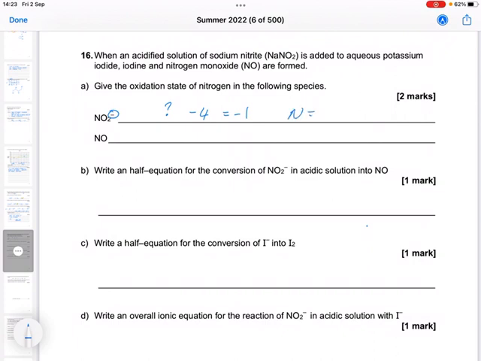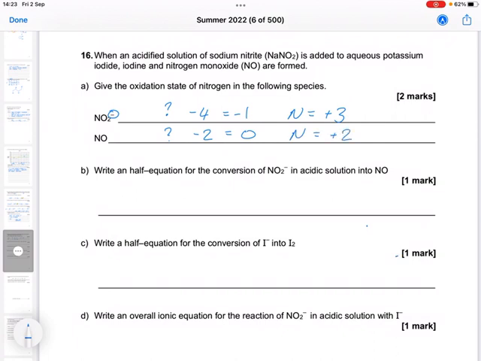So N is +3. So with this one, the nitrogen and the oxygen added together must equal 0. 1 oxygen at -2, which means that the nitrogen must be +2 in order to make that neutral.